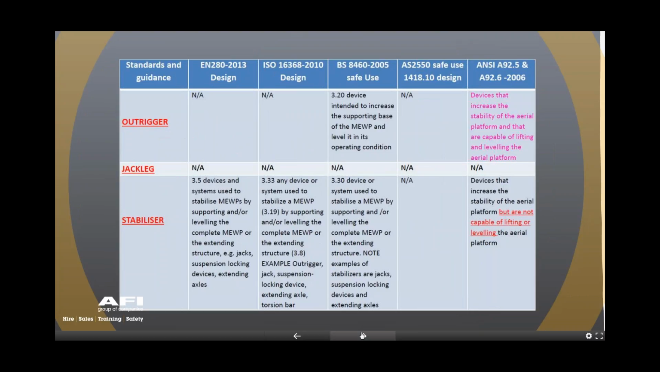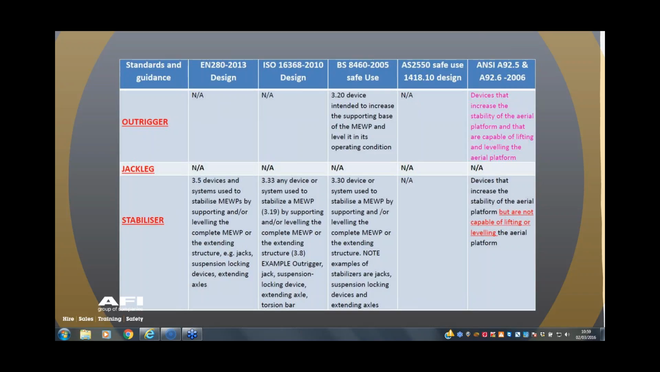But as you can see there, outrigger, jackleg, and stabilizer. You can see on EN280 2013, down the very bottom there, devices and systems used to stabilize MEWPs by supporting and or leveling the complete MEWP or the extending structure. So for example, jacks, suspension locking devices, or extending axles. So suspension locking device, different word, but it's an oscillating axle as such.